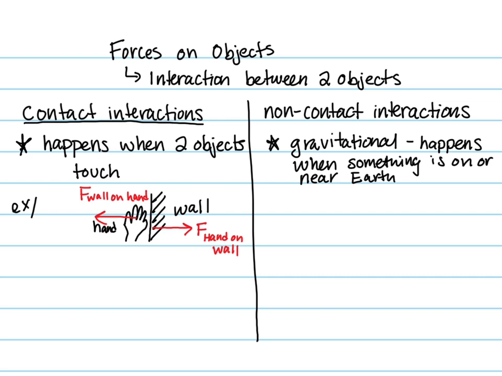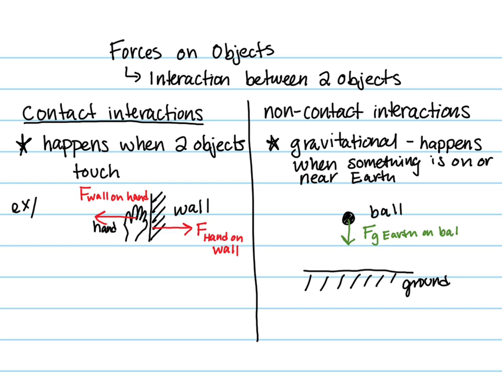So here is an example of a gravitational interaction. Let's say you hold a ball above the ground. If you let go of that ball, it is going to start falling towards the ground. The reason why it does that is because there is a force, a gravitational force from the earth pulling down on that ball. So I've labeled this an F for force and then a G for gravity, and then earth on a ball because it's the earth pulling down on the ball.